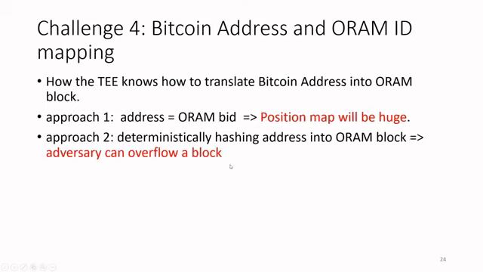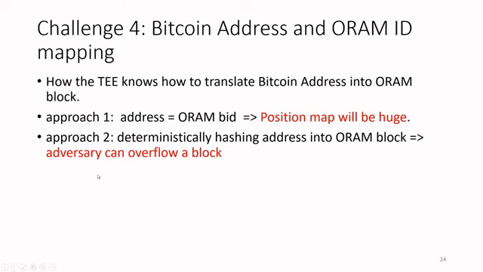The fourth technical challenge is that in T3 we need to tell the TEE how to map Bitcoin addresses into ORAM blocks. The first naive approach is to use the Bitcoin address as the ORAM block. The problem with this approach is that the size of the Bitcoin address is too big to store in the position map, and the size of the position map will become too large for the trusted memory.